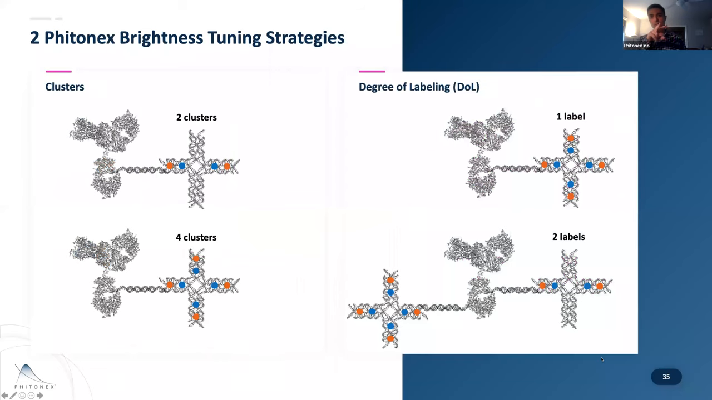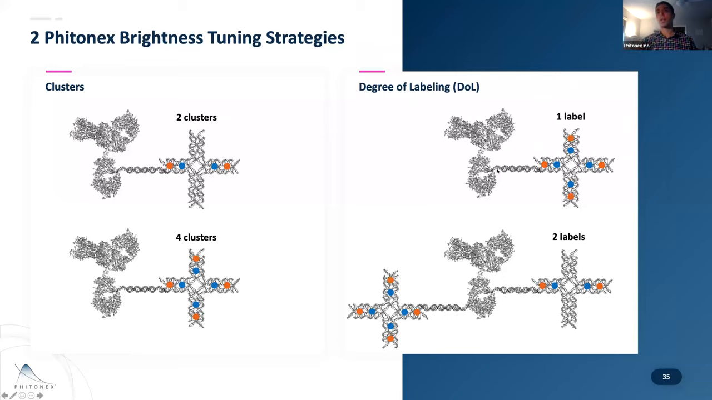So let's tackle this notion of what two ways you have to control brightness. The first one, which I've shown you, is the number of clusters. Everything I've shown you to date has been one phyton, one antibody, tuning the brightness up just using the number of clusters. The second part is the degree of labeling. That's also something we have control over because of the conjugation, where we can tune the number of phytons that end up on an antibody. So we have two controls of the volume knob here, and it really depends on what the application is and what you're looking to get after. But in every case, you're getting that very, very clean fluorescence and low spillover spreading.